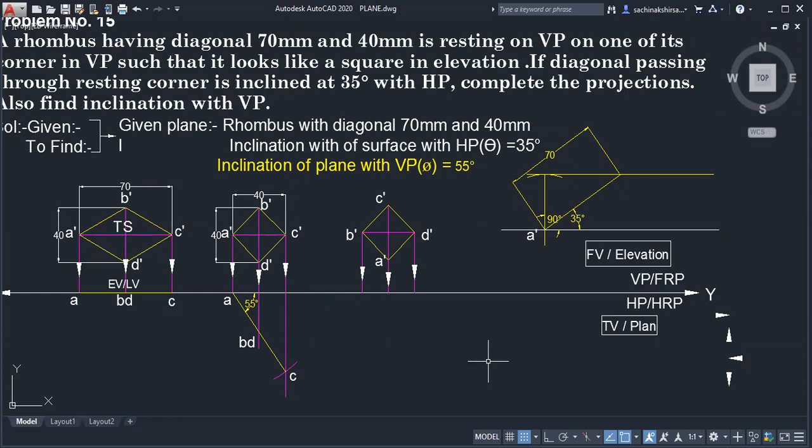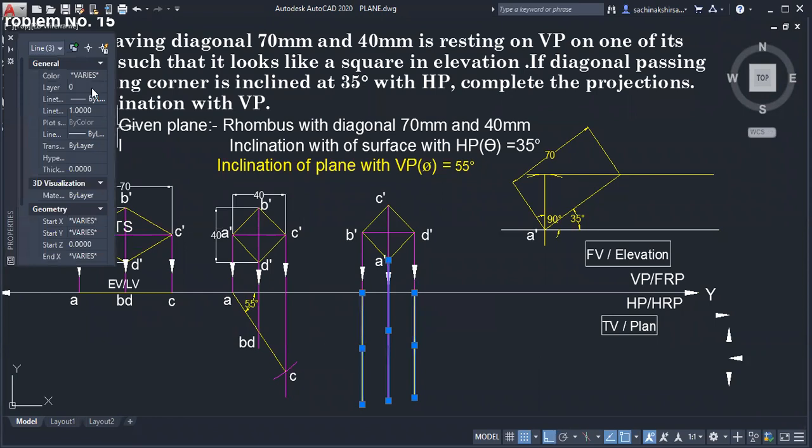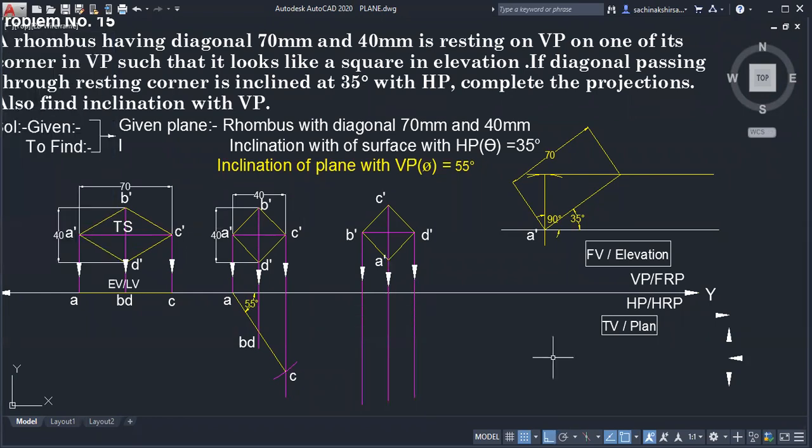Horizontal and vertical projection lines, and their intersection, and we finally take the point. So point B D will come here, point C will come here.